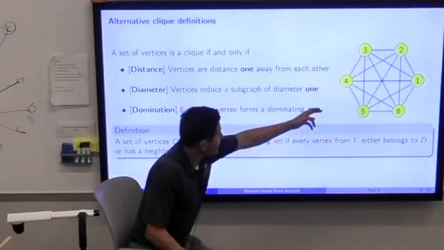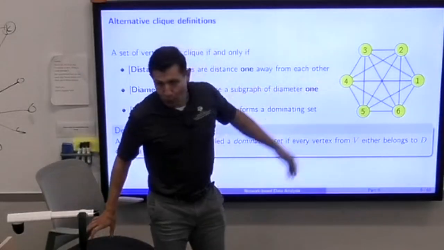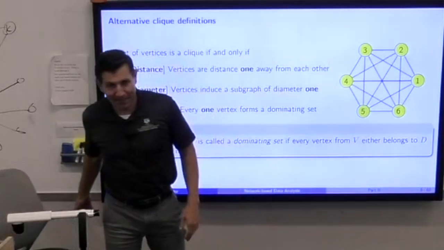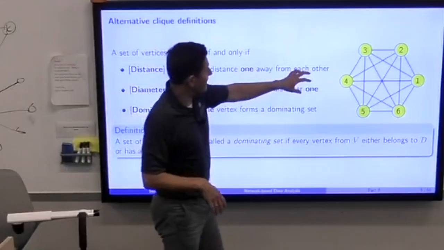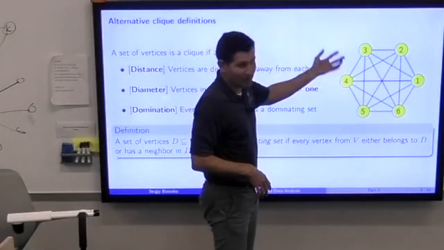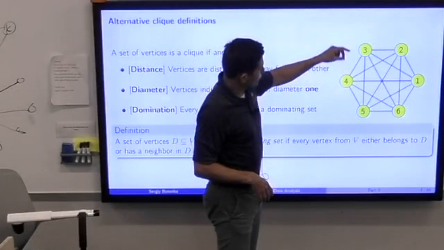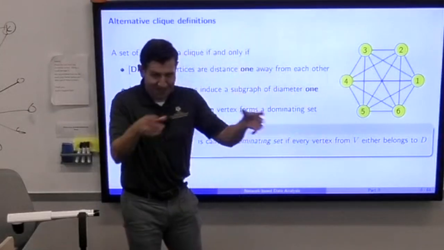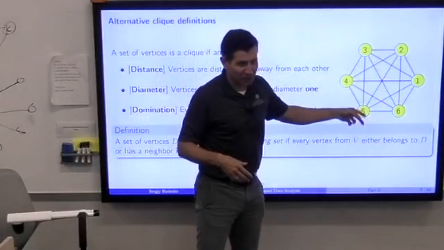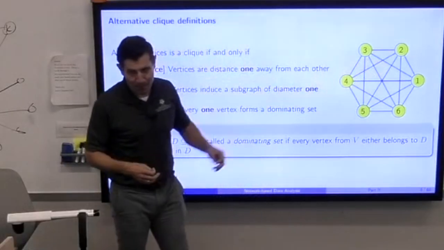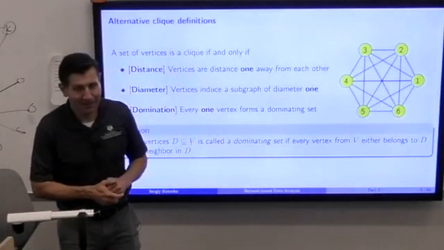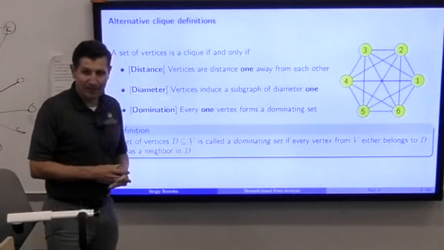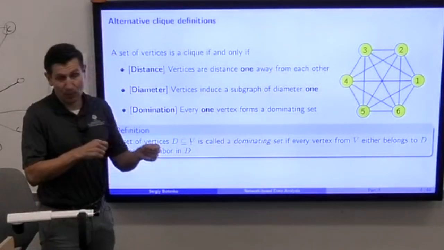In a clique, how many vertices do you need to dominate the whole set? Just one, right? So any vertex is a dominating set. Because look, I pick any vertex, that vertex is in the set. Every other vertex from outside has that vertex as a neighbor, so it's a dominating set, right? Now, if you think about it, is this an equivalent characterization?